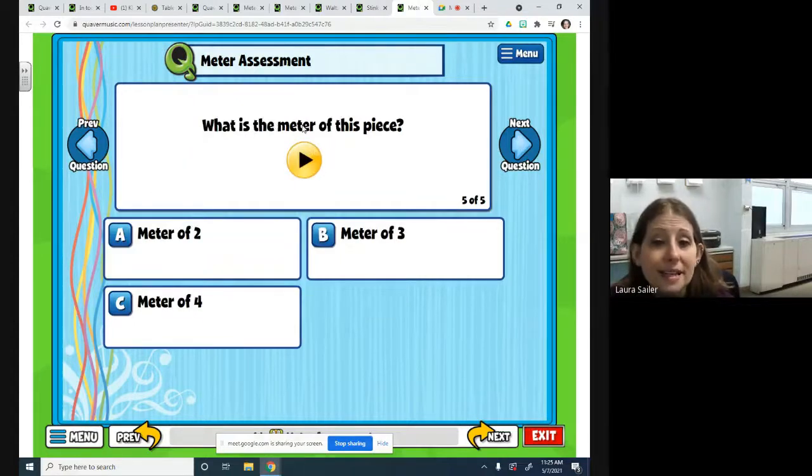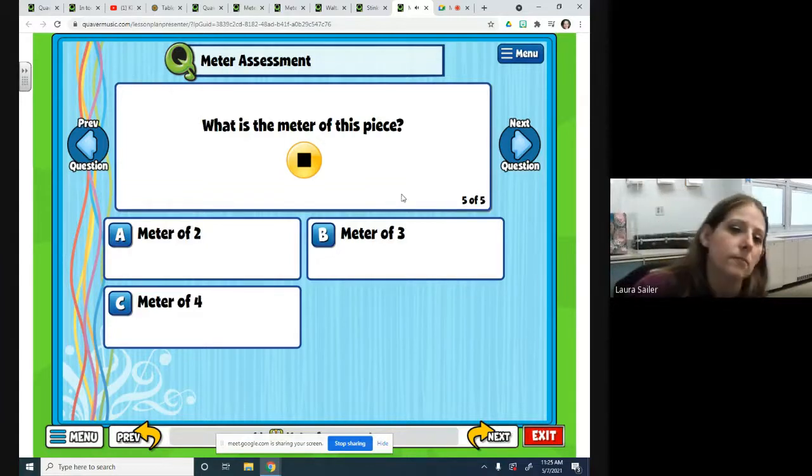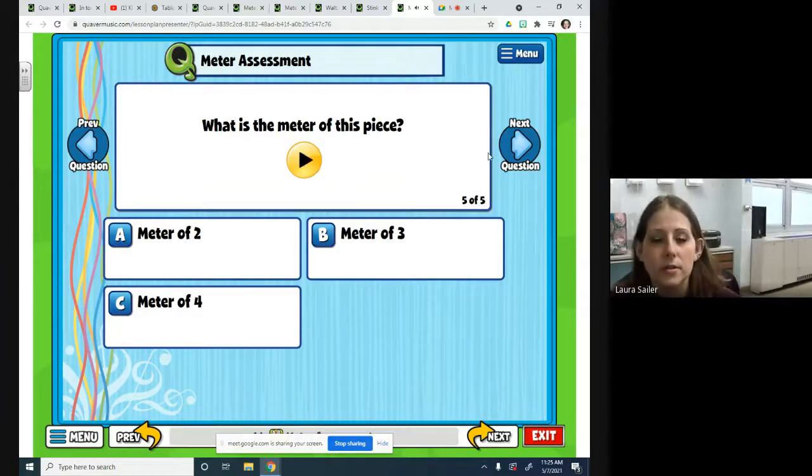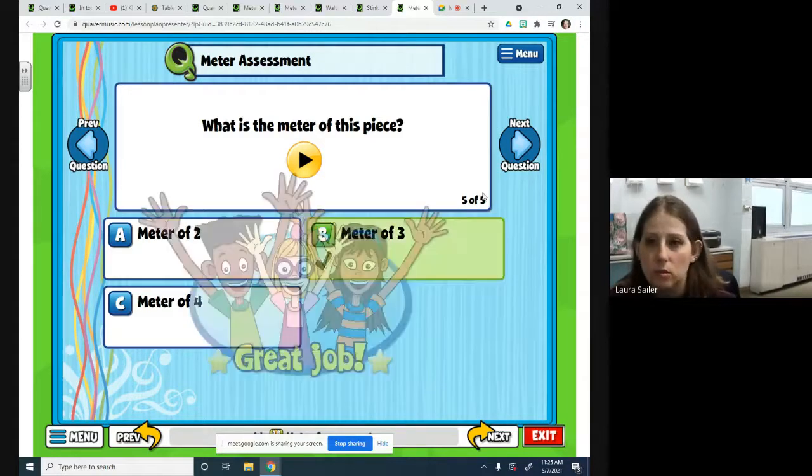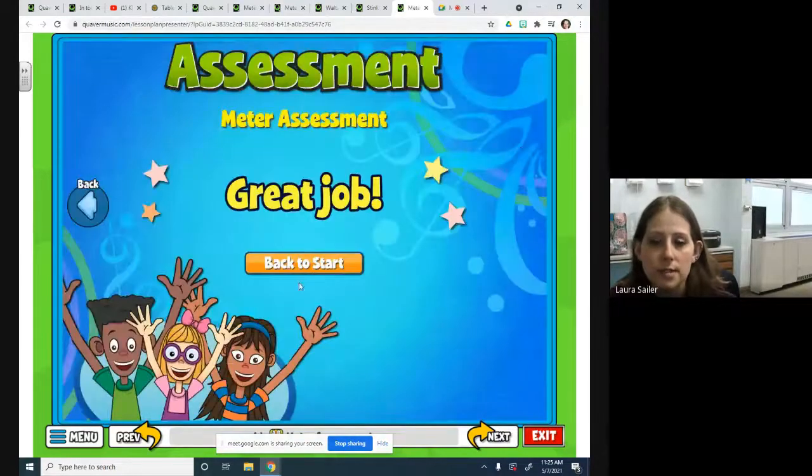What is the meter of this piece? So listen carefully for the pattern of strong and weak. That feels like something I could sway to or something I could waltz to. And then here you'll click submit, and that is your assignment for the week.